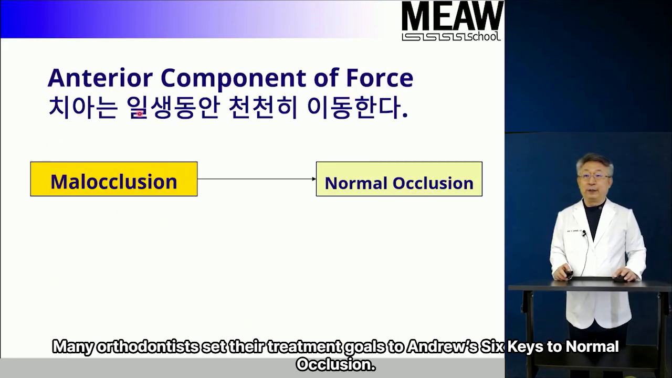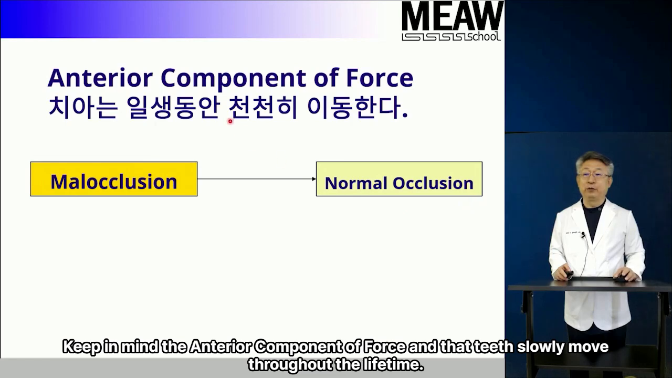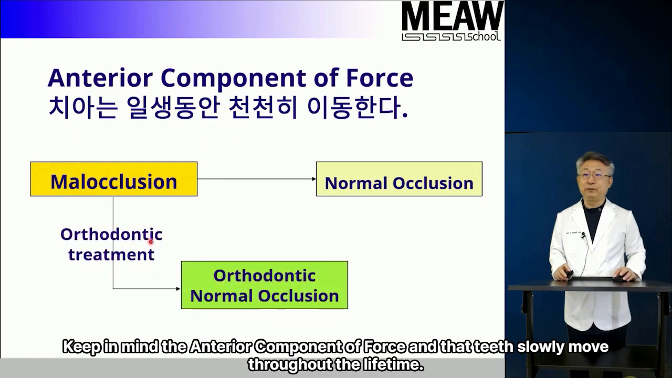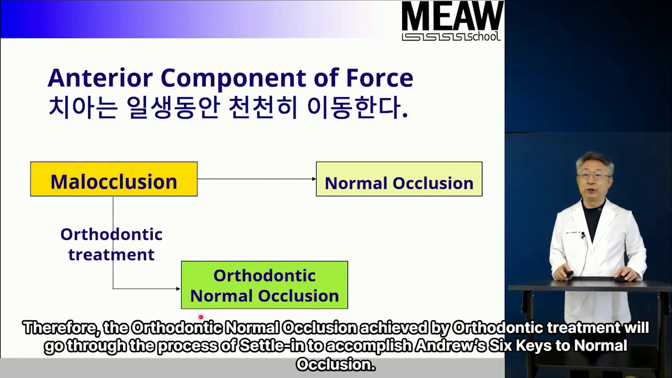Many orthodontists set their treatment goals to Andrew's 6 keys to normal occlusion. Keep in mind the anterior component of force and that teeth slowly move throughout the lifetime. Therefore, the orthodontic normal occlusion achieved by orthodontic treatment will go through the process of settling to accomplish Andrew's 6 keys to normal occlusion.